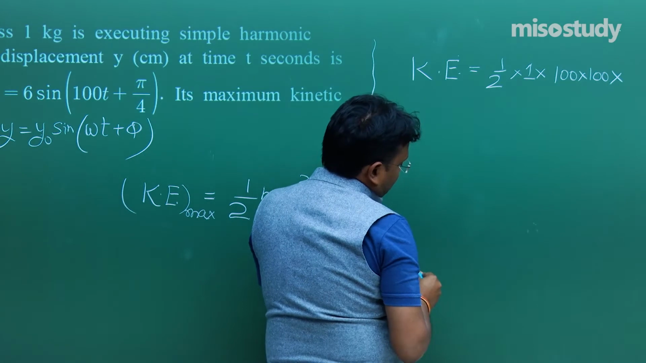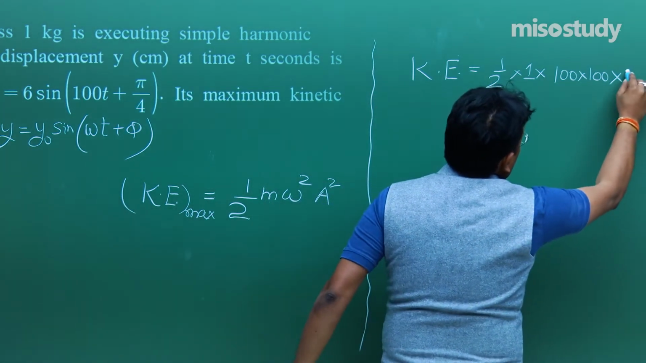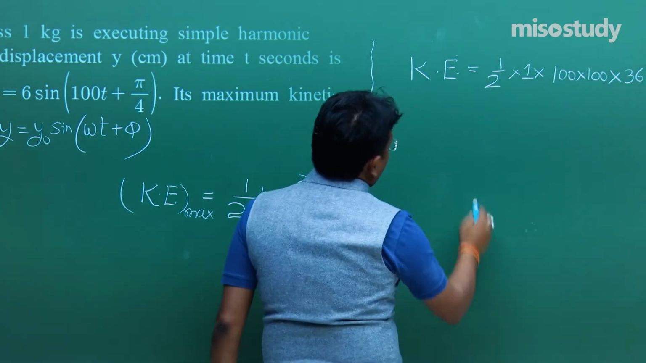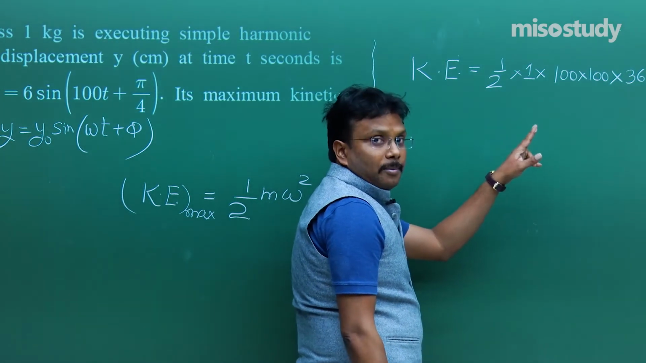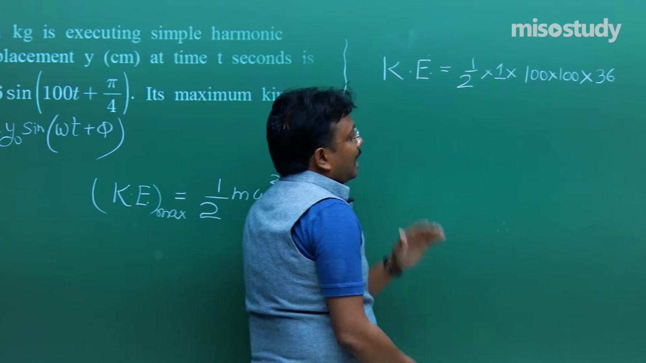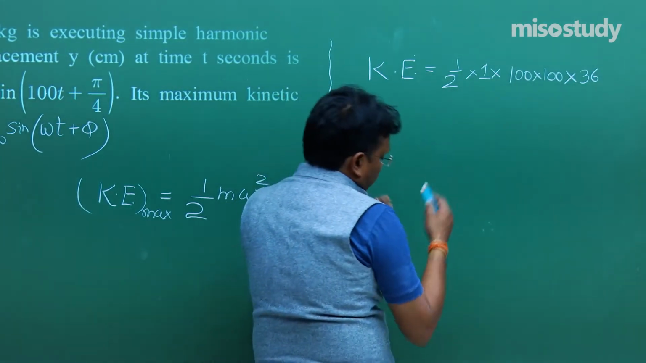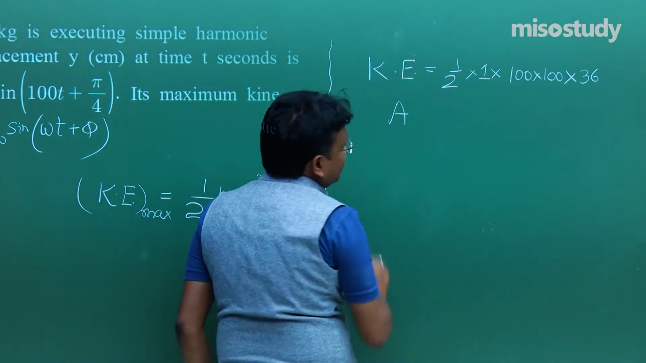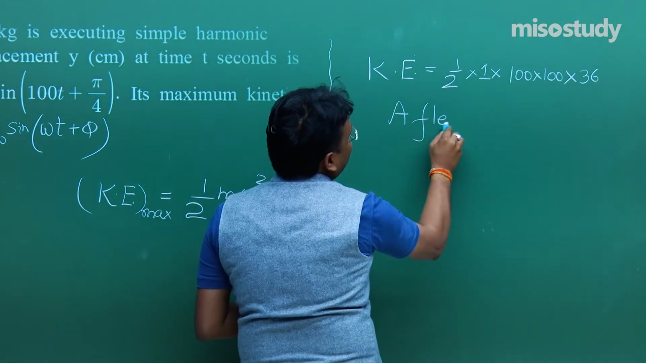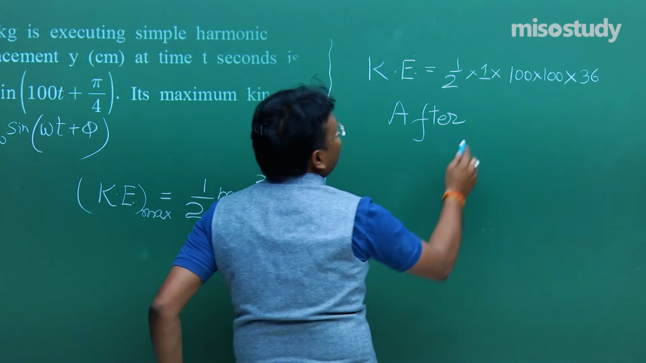So, 36 directly, I think I should put 36. And that too into 10 to the power minus 4, because it is in centimeter and your entire calculation should be in MKS system. Fine. So now at least you people should come and support me if I am writing like this.